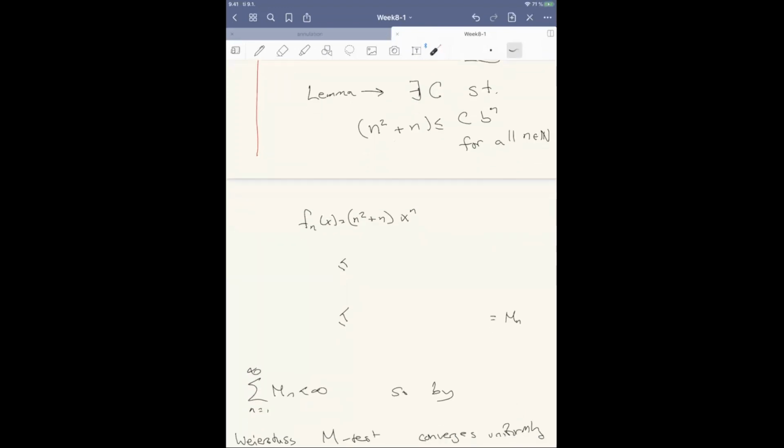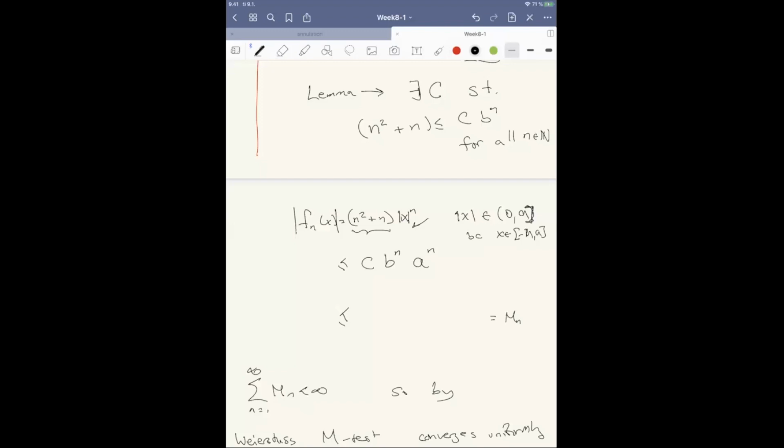Now, okay, what does that give us in our case? Remember that we're applying this to the Weierstrass theorem. So we want to estimate the absolute value of f_n of x, which is n squared plus n times the absolute value of x to the n. Well, the first factor can be estimated from above by c b to the n. And the second term we can estimate from above by a to the n, since we use the fact that the absolute value of x is in the interval 0 to a, because x is in the closed interval minus a to a, including a.